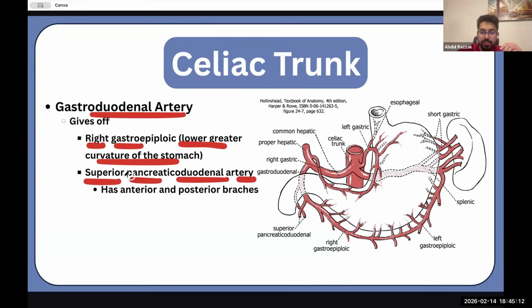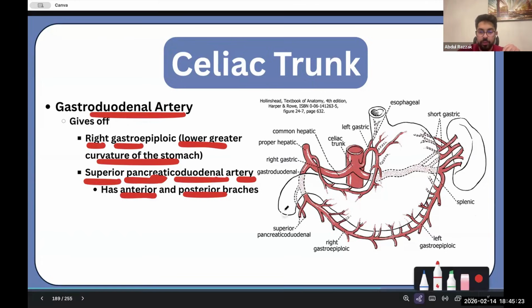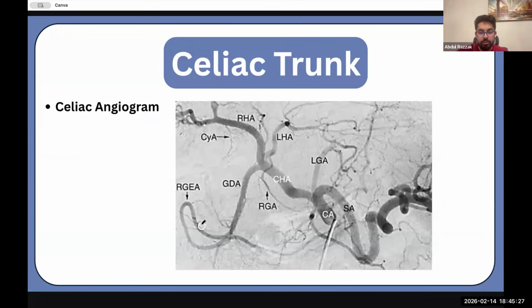Again, as the name indicates, it supplies the pancreas, okay, and the duodenum. And it gives off anterior and superior branches. So they sort of ride on the pancreas, tamam? Supplying it from the back and from the front. طيب, this is all for the celiac trunk.